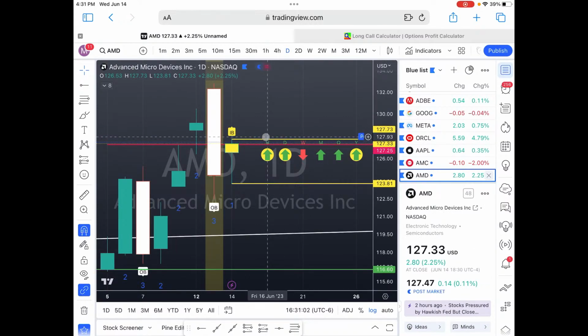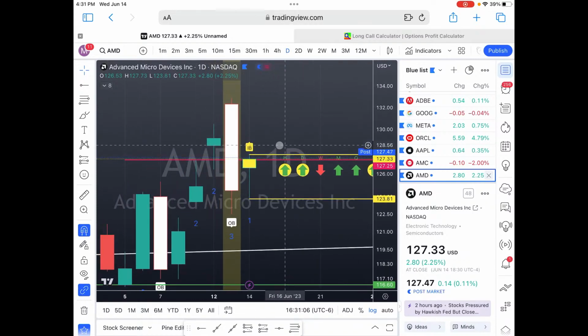AMD, Marlin B. Okay, this is it, buddy. 3-1 setup. Important setup because it's something that's rare. It doesn't happen very often. So we have this outside bar preceded by an inside bar. Now, there's a couple things on this setup that we're going to go through, okay?